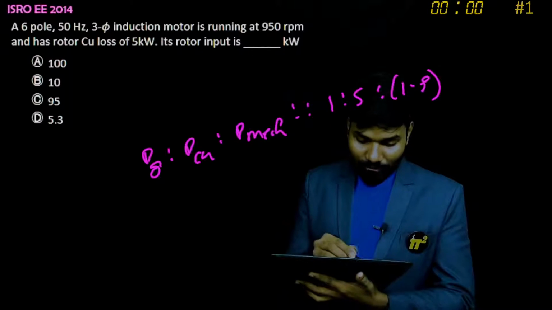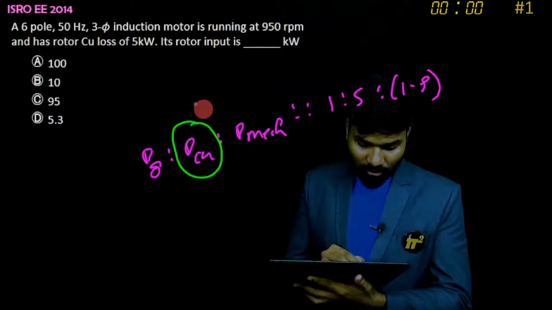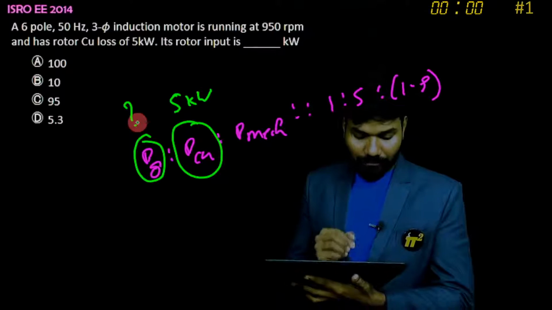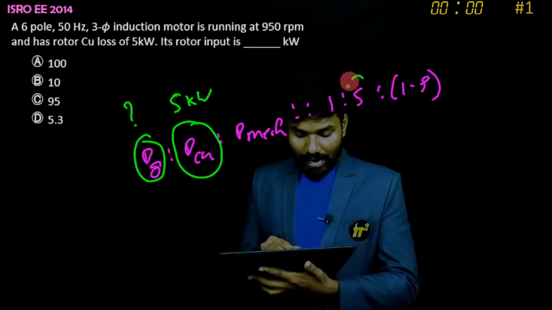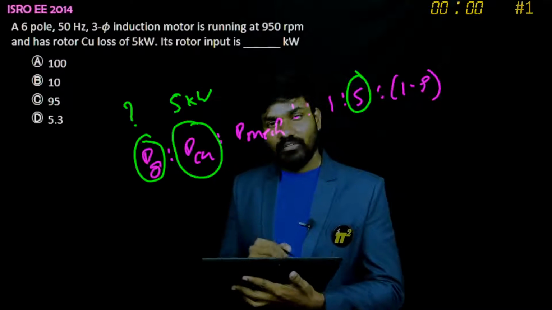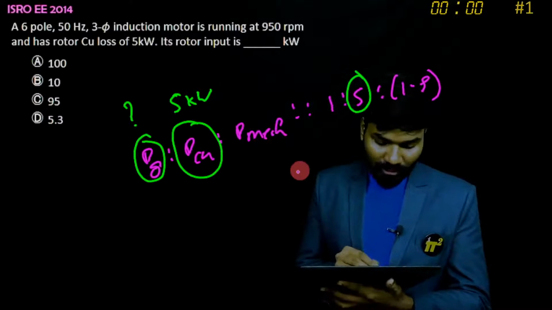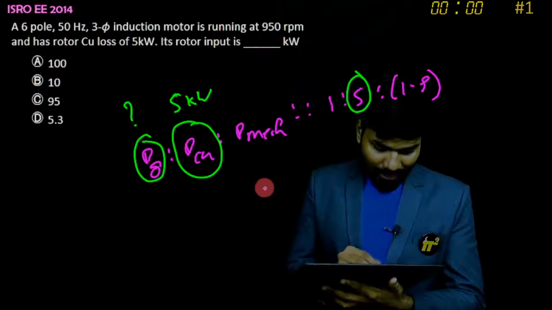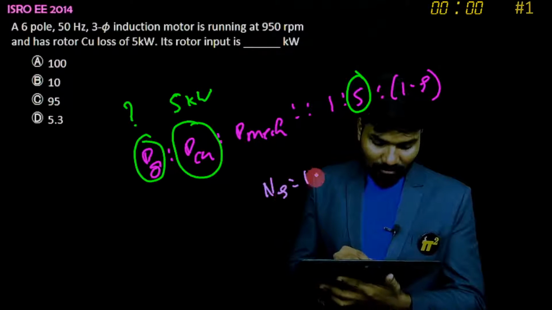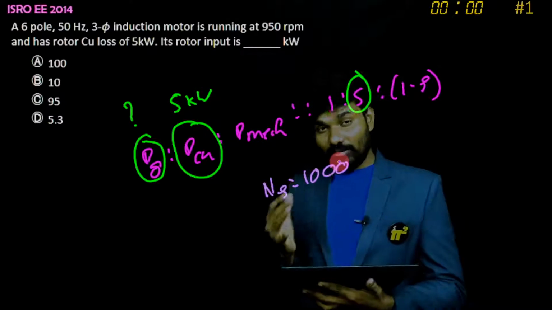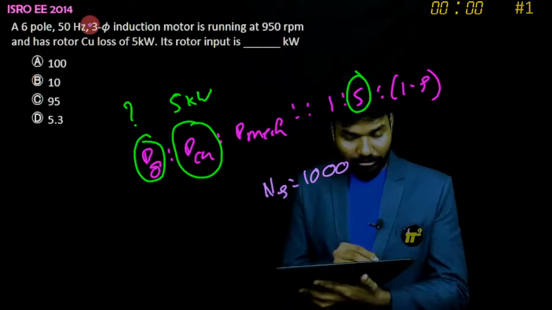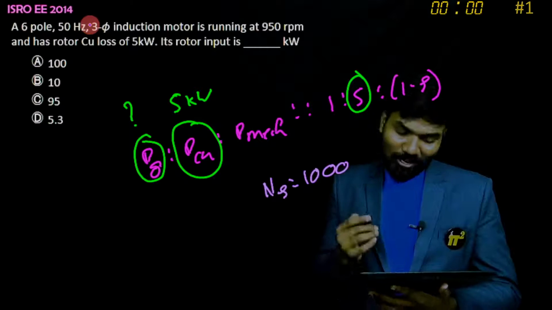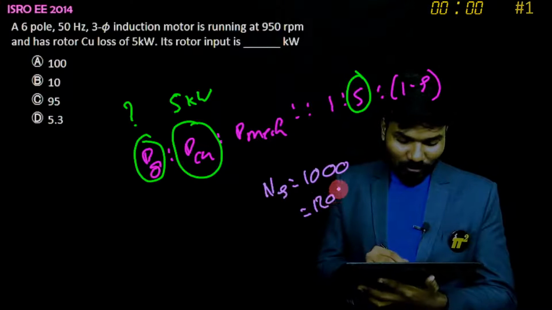copper losses are given as 5 kW. It is asked for PG, and you need to find the slip value. NS is how much? 1000 RPM. I'm not calculating NS because for 6 pole 50 hertz, being an electrical engineer, you should know it's 1000 RPM. If you want to calculate, you go by 120 F by P.